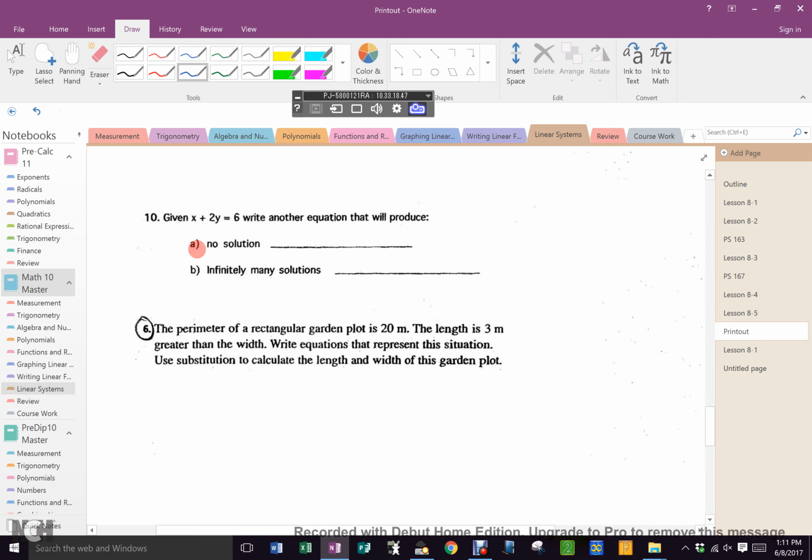No solution. If there is no solution, what do we know? The lines are parallel, which means what? Same slope. So this line right here is 2y equals negative x plus 6, y equals negative 1/2 x plus 3. So if there's no solution, y equals what? Negative 1/2 x plus what number? Anything except what? Anything except 3. Plus b, and b can't equal 3.